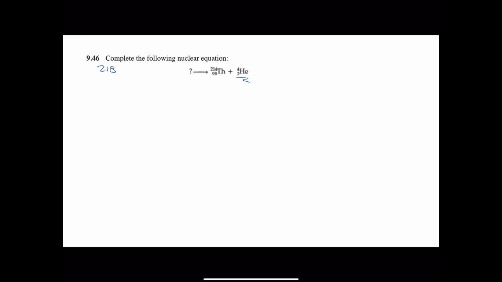And then for our atomic number, we're going to do the same thing because it has to balance out. And the total on the product side is 92, which comes from 90 plus 2. So that's 92. Then we go over to the periodic table and we look up element 92, which is U, which is uranium. And so the answer is uranium-218 decays to produce thorium-214 and an alpha particle.